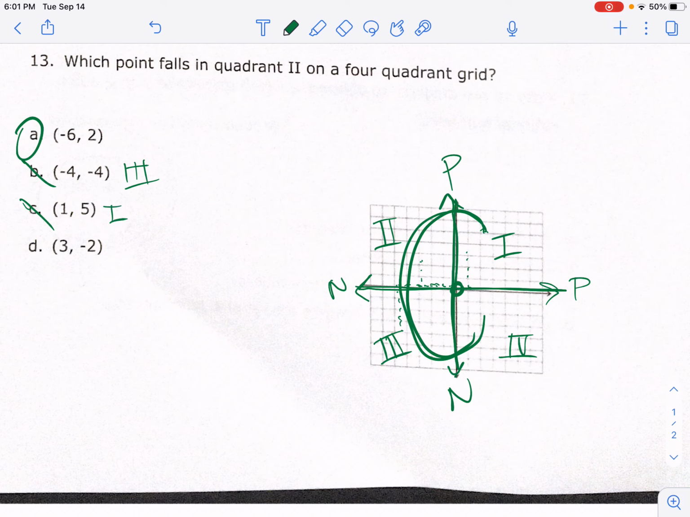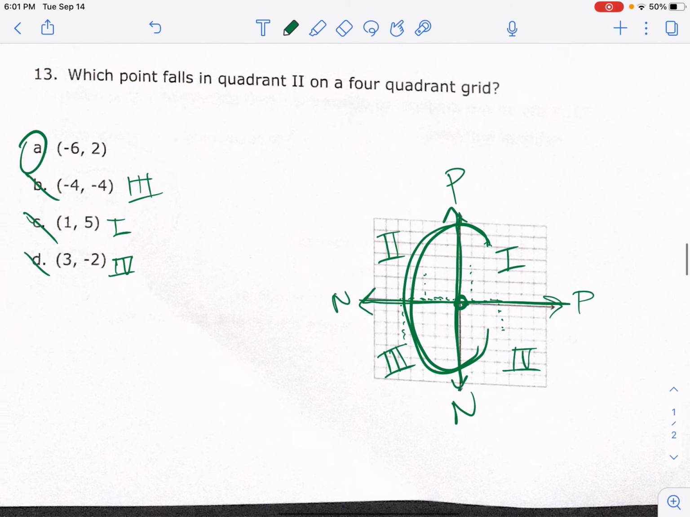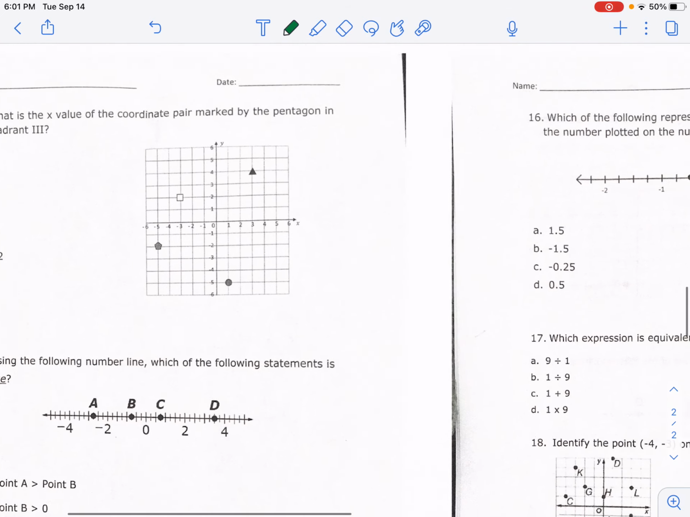And then I have 3, so I'm going over here to positive 3, and then down to negative 2. Nope, that's in quadrant 4, so it's not that one. Yay, it's A. All right, number 14.